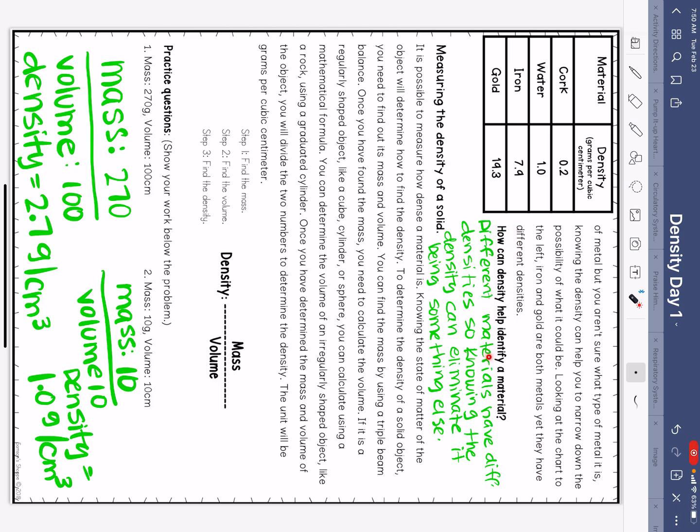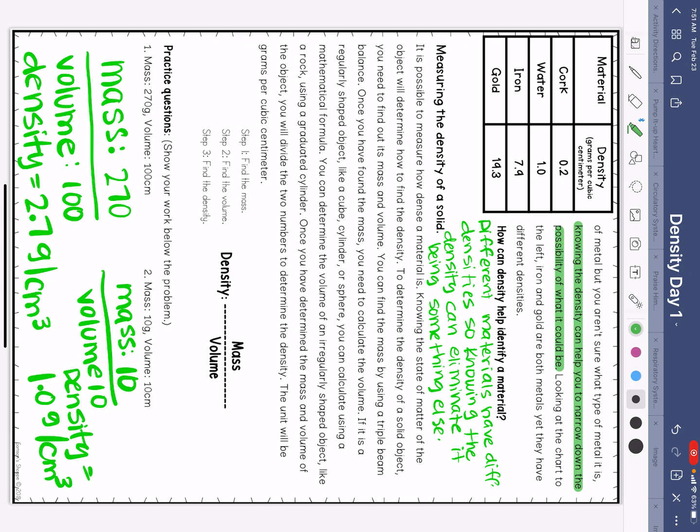So how can density help identify a material? Well, different materials have different densities, so knowing the density can eliminate it being something else, okay? Right here, that's where we got that from. If you aren't sure what type it is, knowing the density can help you narrow down the possibility. Highlight that. Knowing the density can help you narrow down the possibility of what it could be.